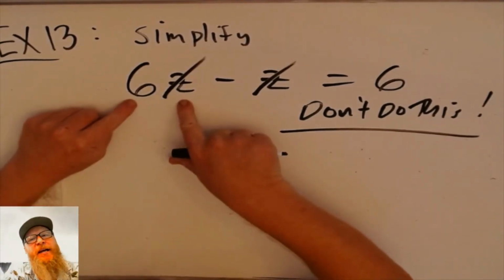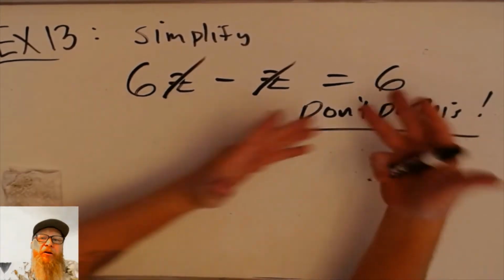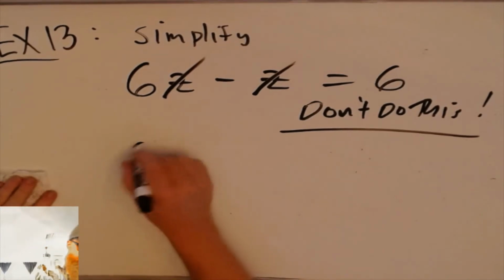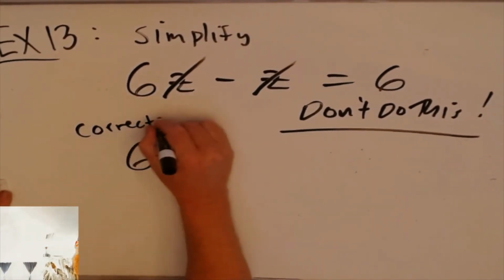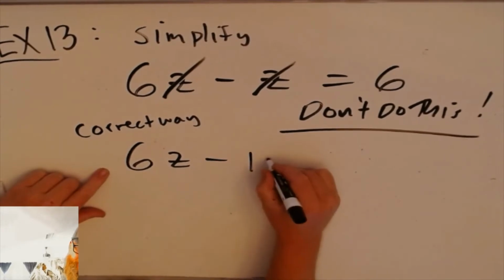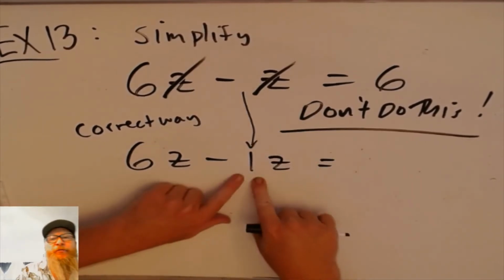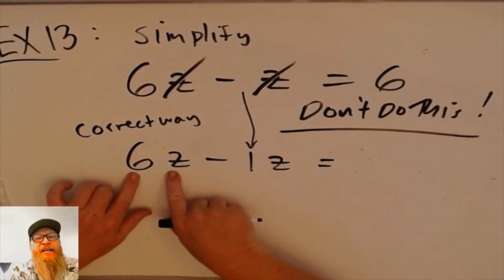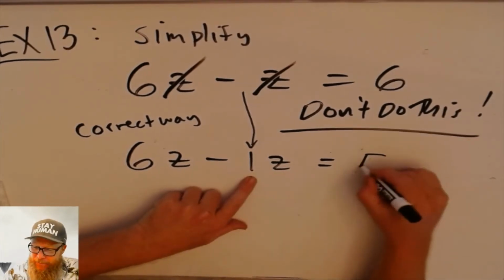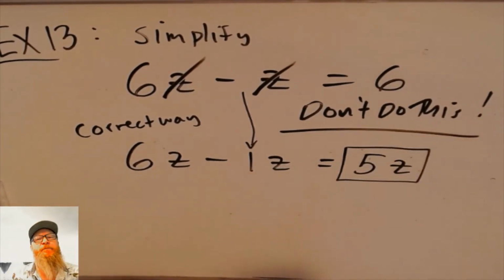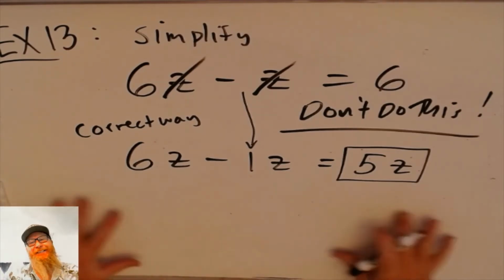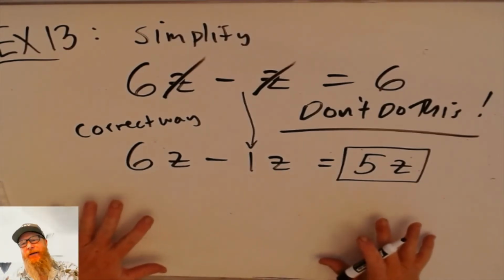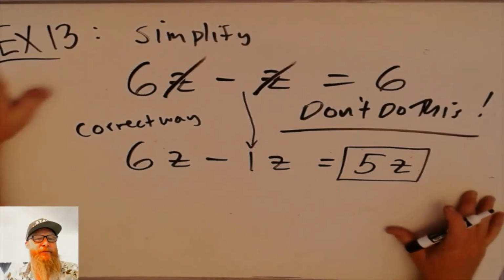You have 6z, and then you take away the z, so you're going to have 6. That's just incorrect. The correct way to do it is to put the invisible 1 in front of the z, and then think about it again like an object. You have 6z, you take away 1z, and now you have 5z. I don't know if I have enough room to do one right here, so I might need to erase again.